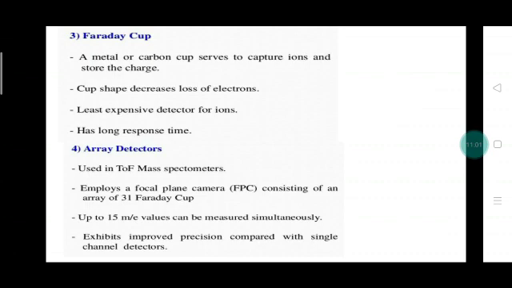Fourth one is the array detector. The array detector is used in TOF mass spectroscopy. It employs a focal plane camera consisting of an array of 31 Faraday cups. Fifteen m by e values can be measured simultaneously. It exhibits improved precision compared with a single channel detector.